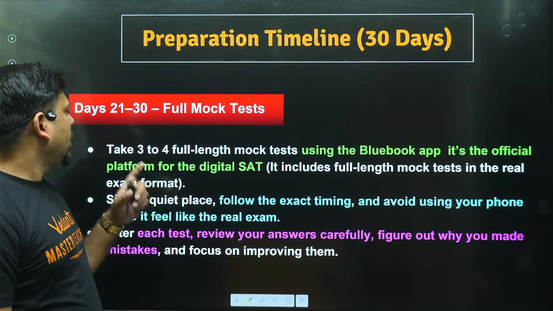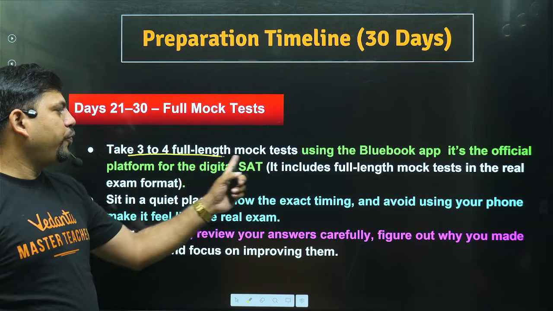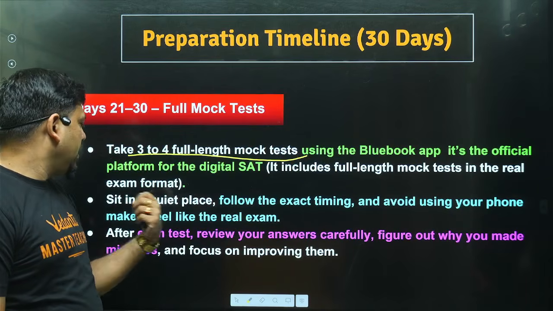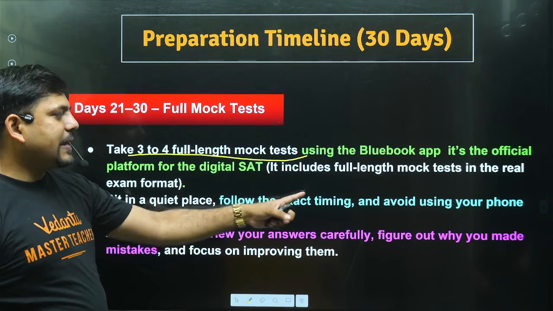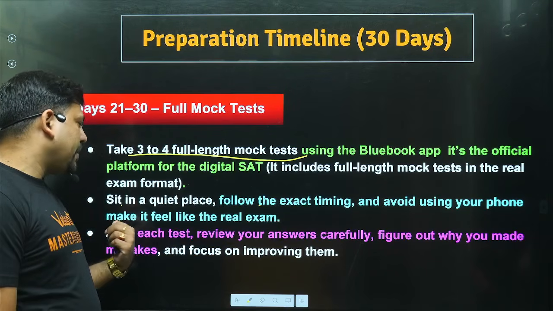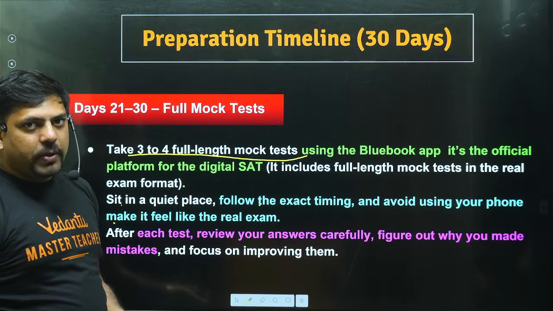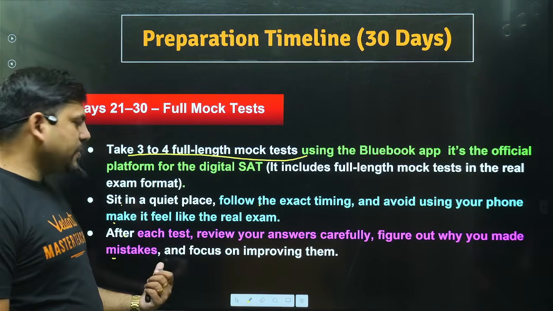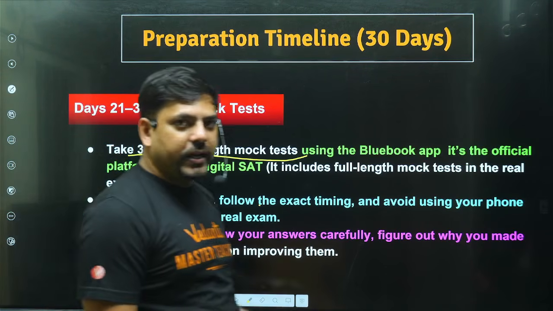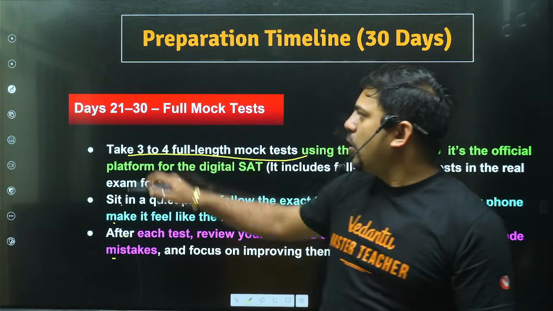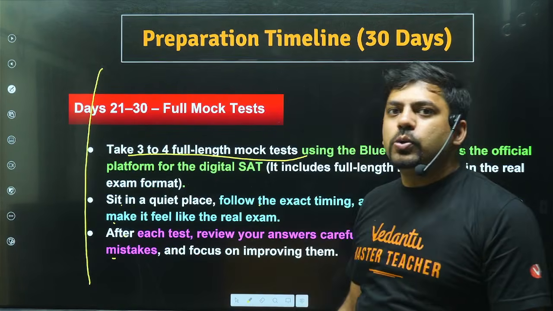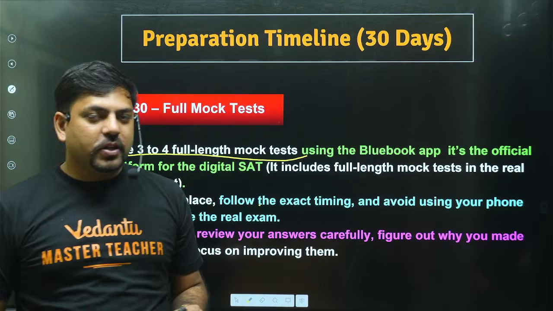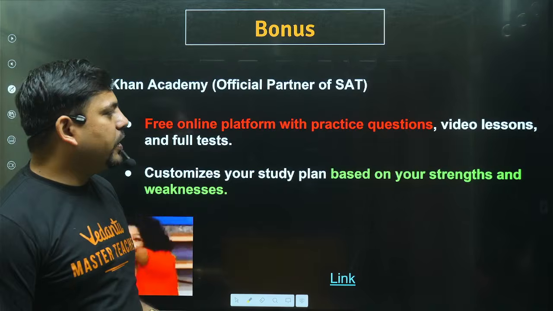That will be helpful. And then take 3 to 4 full-length mock tests using the Bluebook app. It's the official digital SAT platform of the app. Sit in a quiet place, follow the exact timing, avoid using your phone, and make it feel like the real examination. Then only you will be able to excel at it. After each test, review your answers carefully, figure out why you made mistakes and what is the issue area or what is the problem area. So if you do all of them, you will be able to make it fly, believe me. So you'll have to do all these things, and that will really help you out.